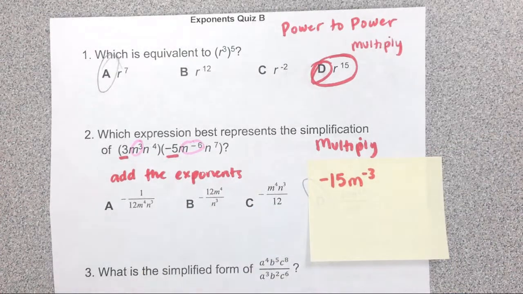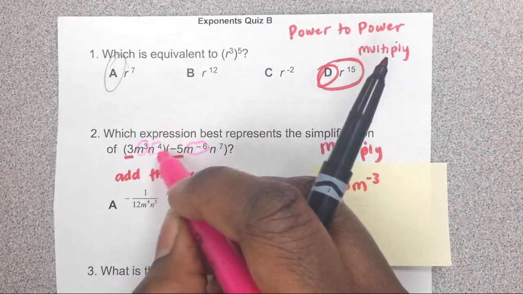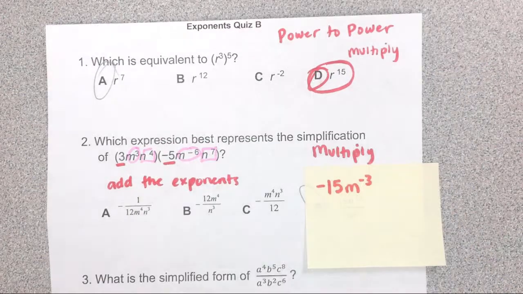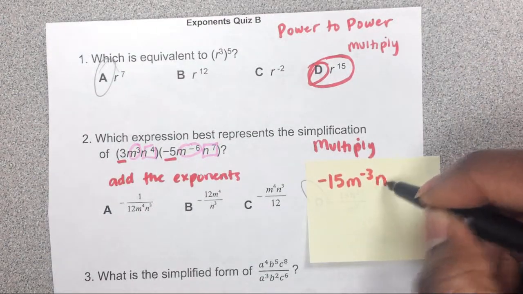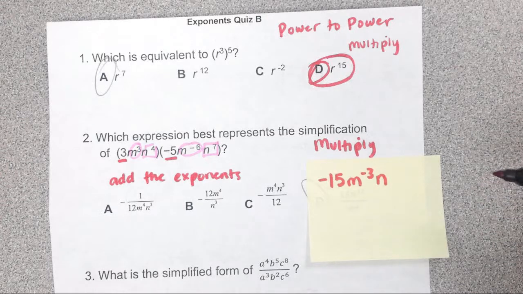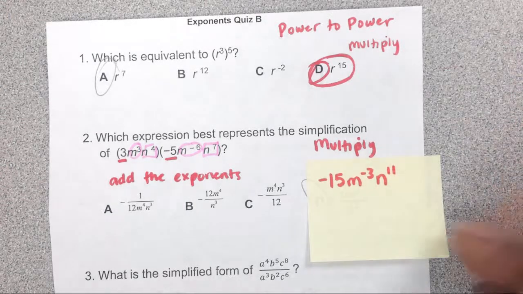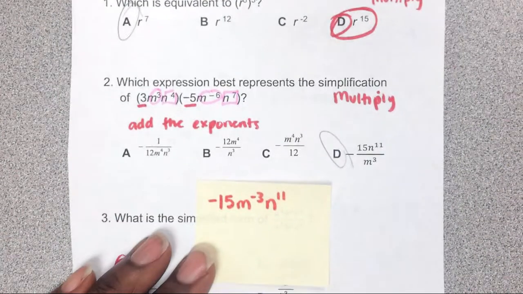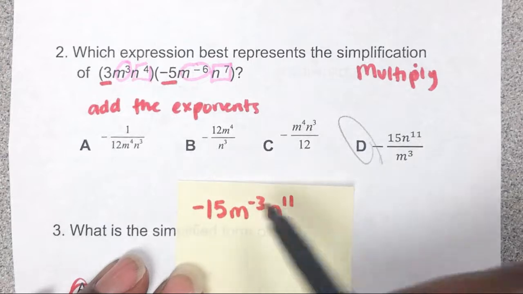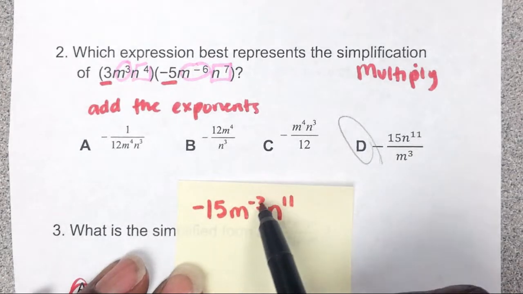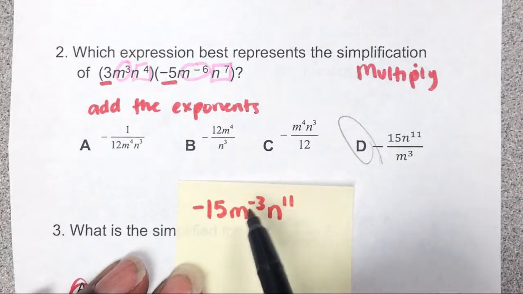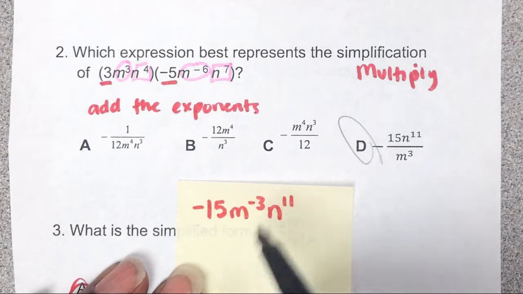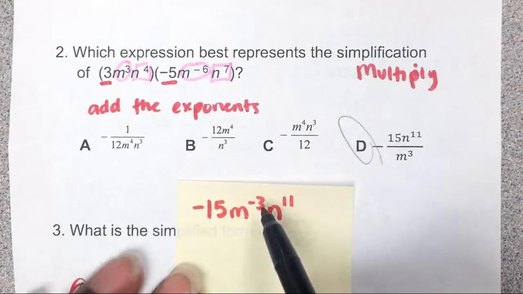Now I'm looking at my n to the power of 4, n to the power of 7. Once again, I'm going to do what with the 4 and the 7? Add. What's 4 plus 7? 11. Now, if you notice, none of the answer choices look like that because there's a small rule embedded here. You cannot leave your answer with the leftover power of a negative. You cannot have an answer with a negative power.